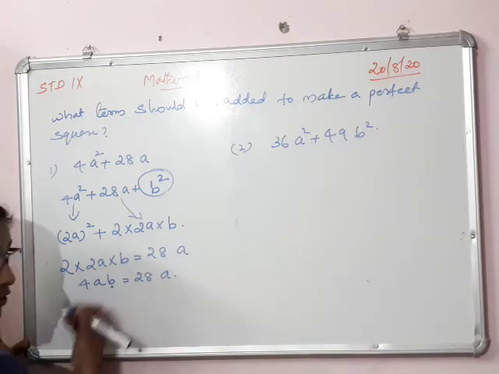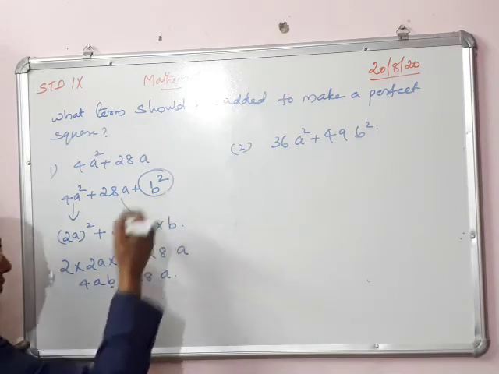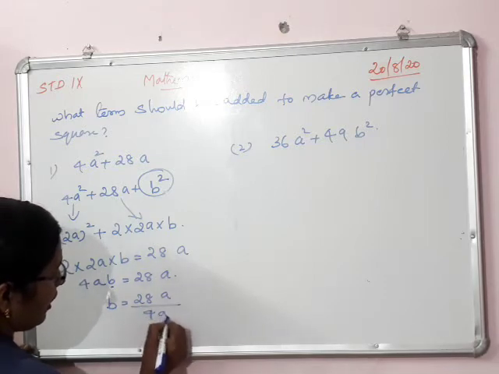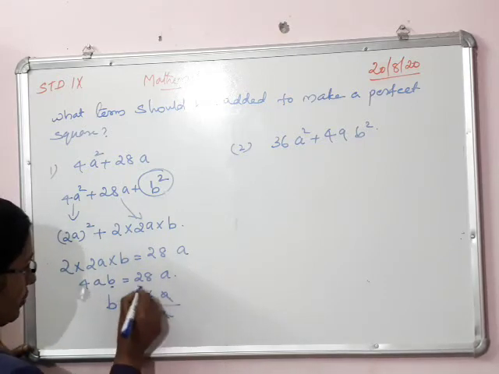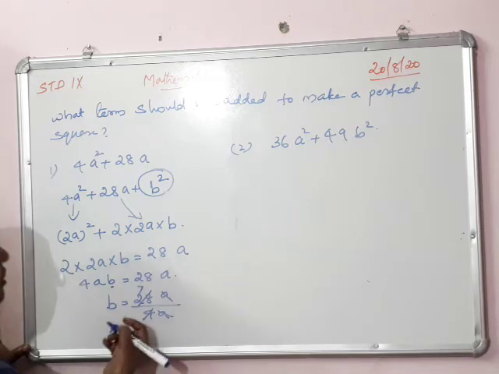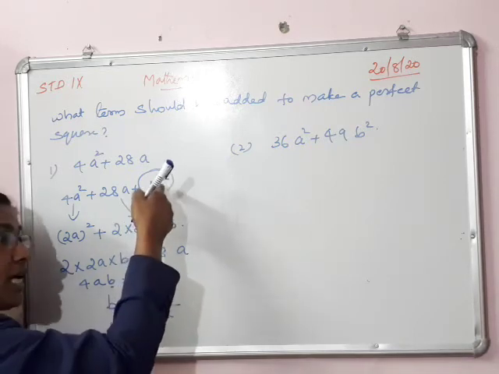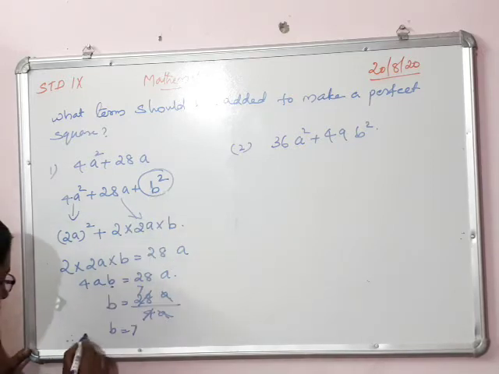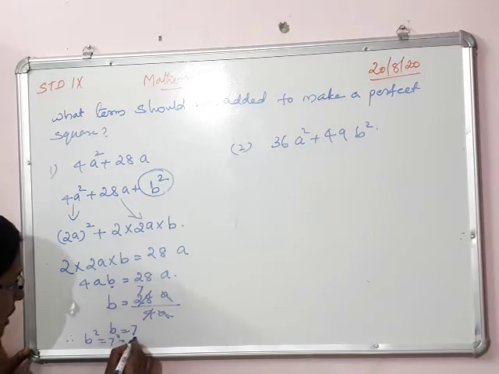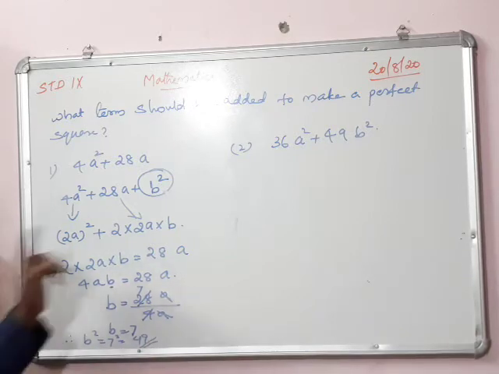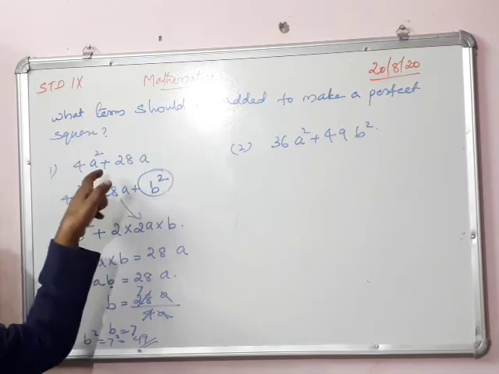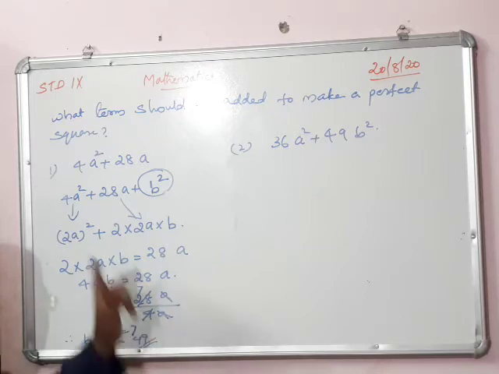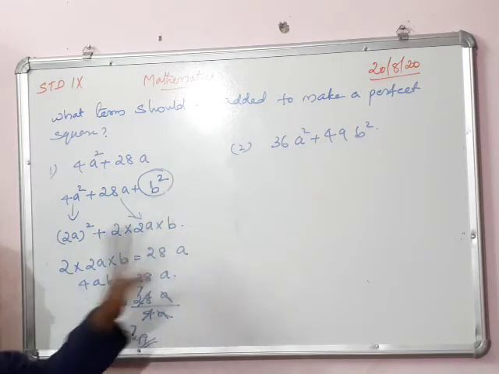Okay, therefore we are going to find b, because the last square is what we want to find out. Therefore b is equal to 2080a divided by 4a. A cancels. 7 4s are 28. b is equal to 7. So the last term is the square. Therefore b square is equal to 7 square, that is 49. That is the answer. If you add 49 to the given expression, it will become a perfect square.